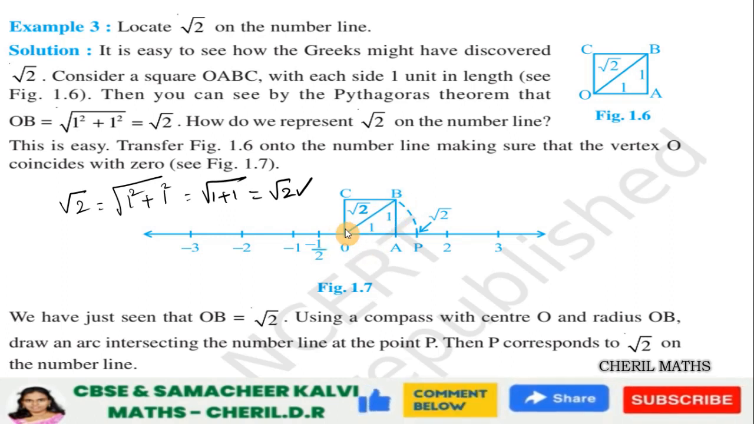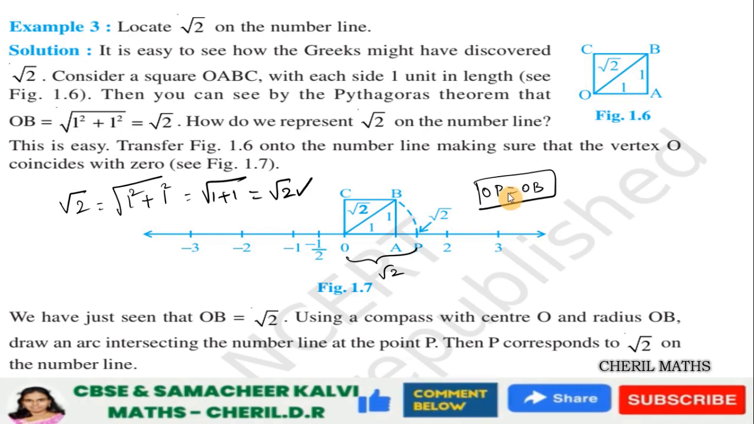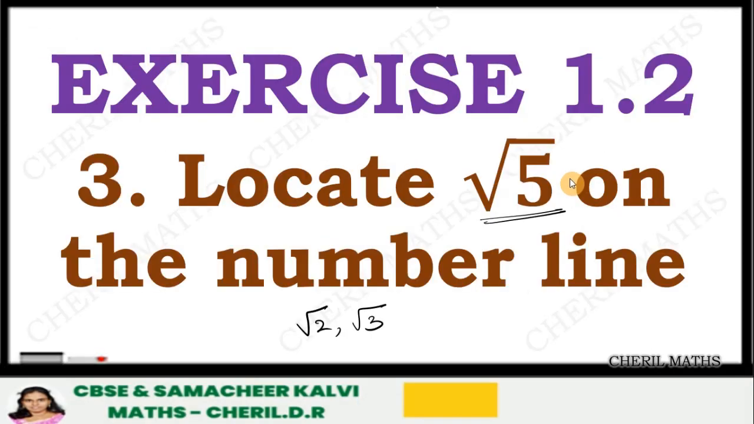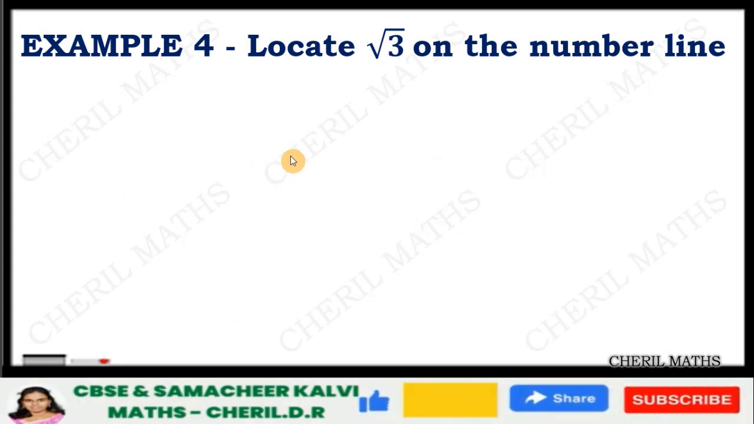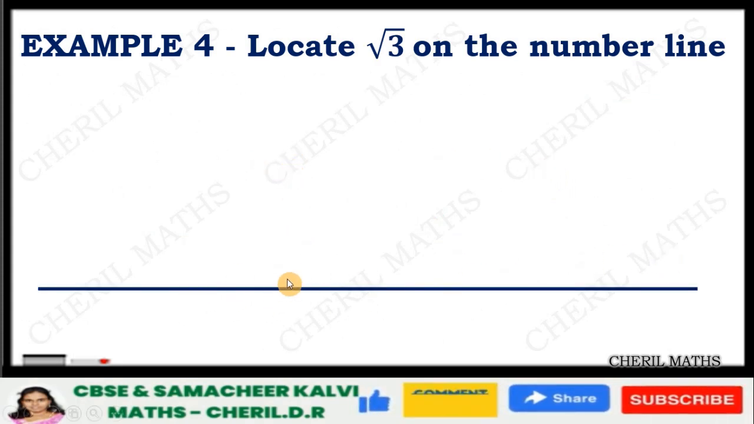Having O as the center and OB as radius, we drew an arc intersecting this number line at P. So we got this OP to be root 2. OP was equal to OB. So this is how we were able to do it for root 2. Then we had to do it for root 3 also. So for root 3, what did we do? We drew a line representing a number line.